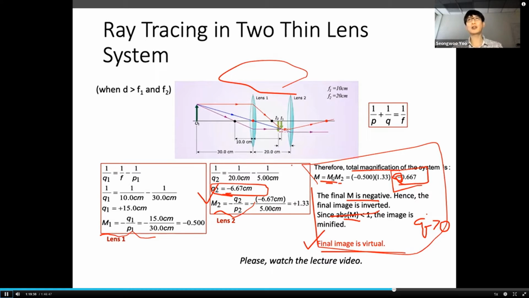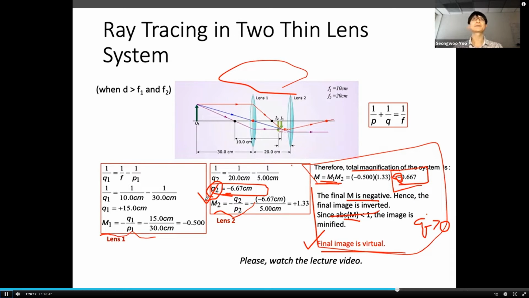From the total magnification, you can determine the orientation of this image and also the magnification of the image. However, you should not determine whether it's a virtual or real image based on your total magnification. You should go back to your diagram or your calculation to confirm the sign of your final Q value. If the sign of the final Q value is negative, then it must be a virtual image. If positive, then it's a real image.